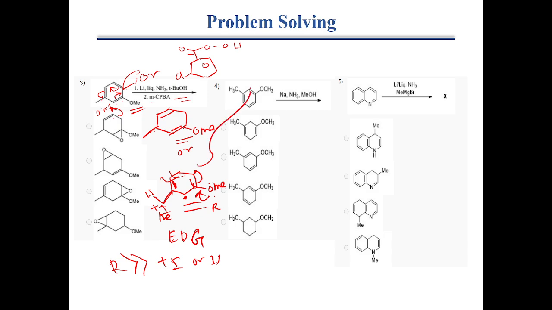So it attacks the acid, giving the epoxide. So this will be the right answer.